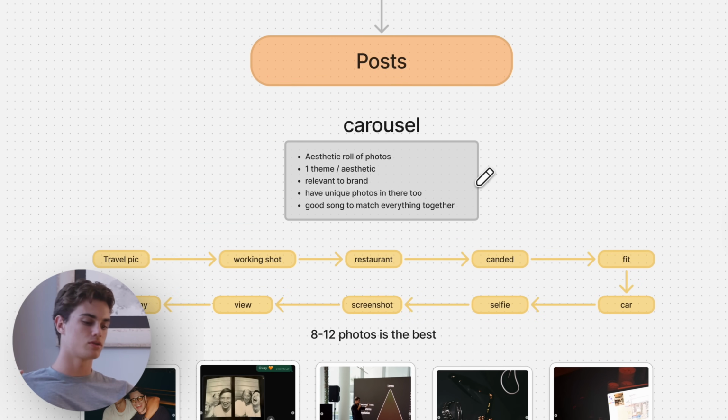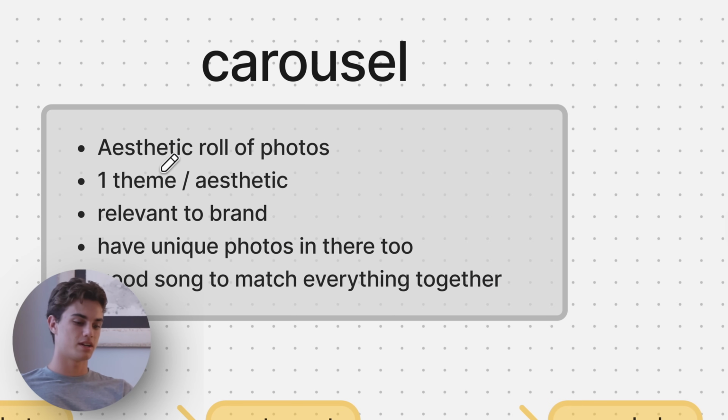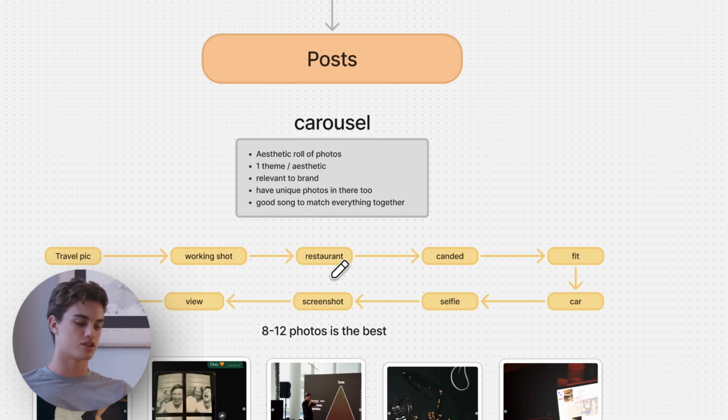Now, when it comes to posts, you really want to only think about carousels and reels. Now, when it comes to carousels, just do aesthetic roll of photos, one theme, nice and aesthetic, and then relevant to your brand. Have a unique photo in there too. Good song to match everything together, and it should just look really nice. When I say theme, I mean more as in, if you're going to travel, for example, do that trip. Don't go into different trips and so on. If you're doing one of you in green nature, don't do it of Dubai skyline as well.